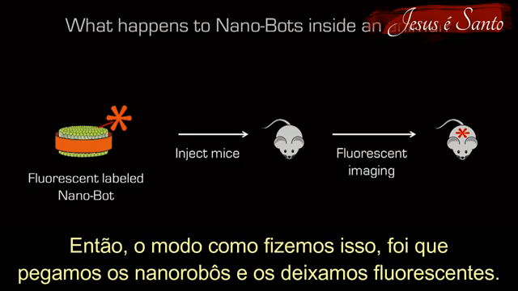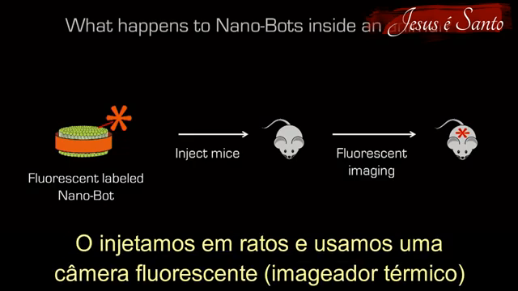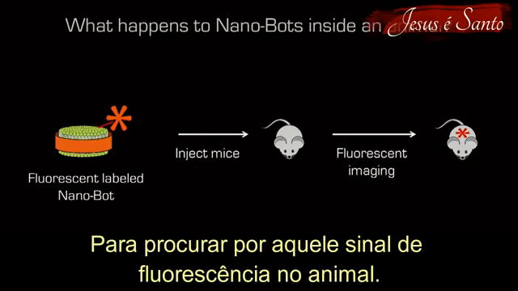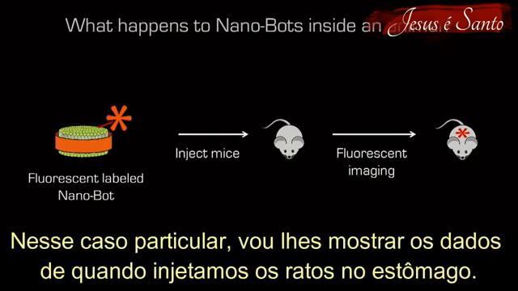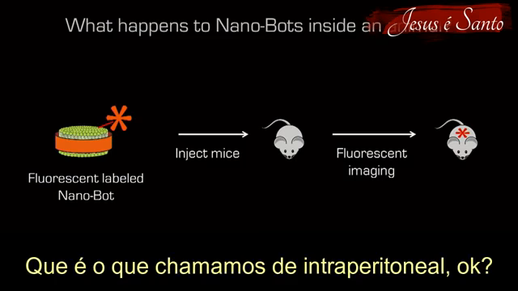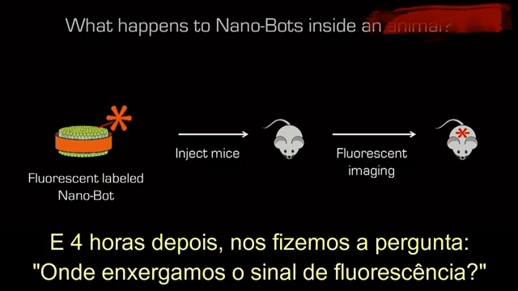So the way we do this is we take nanobots and we fluorescently label them. We inject mice and we use a fluorescent imager to look for that fluorescent signal in the animal. In this particular case, I'm going to show you data where we injected mice in the stomach, which is what we call intraperitoneal. Okay? And then 4 hours later, we ask the question, where do we see that fluorescent signal?